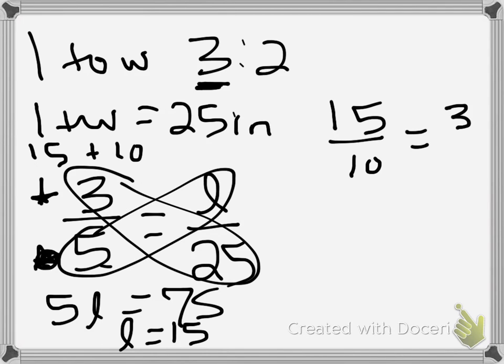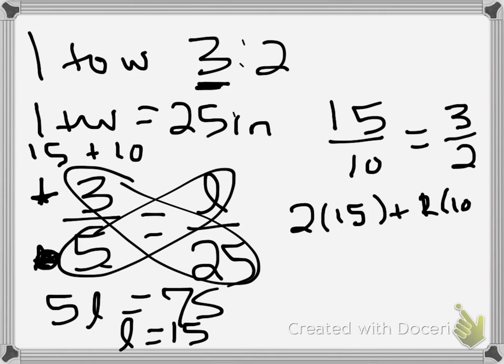So 15 to 10, we need to check just to make sure. Does it reduce to 3 over 2? And it does. And we can go back to the original problem. Does 2 times 15 plus 2 times 10 equal the 50 inches in perimeter? 2 times 15 is 30, plus 20 does equal 50. So that is how you find the missing lengths.